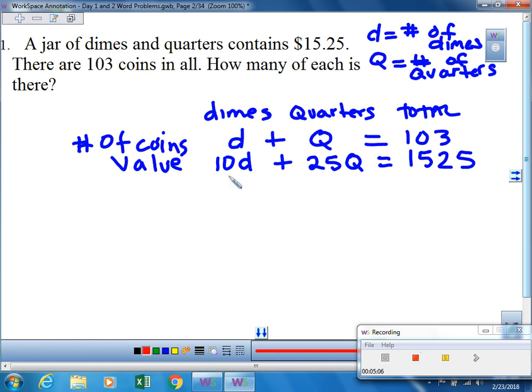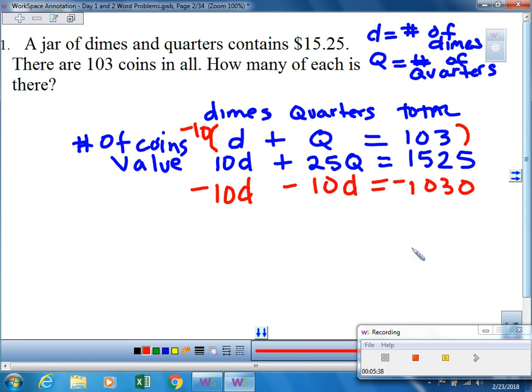Substitution. What else? Elimination. Okay, what would you multiply this top equation by? Negative 10. Remember, you've got to have opposite signs. So I'd have negative 10d minus 10q equals negative, and when I multiply by 10, I'm just adding a 0, so 1030. All right, so now I would add down.